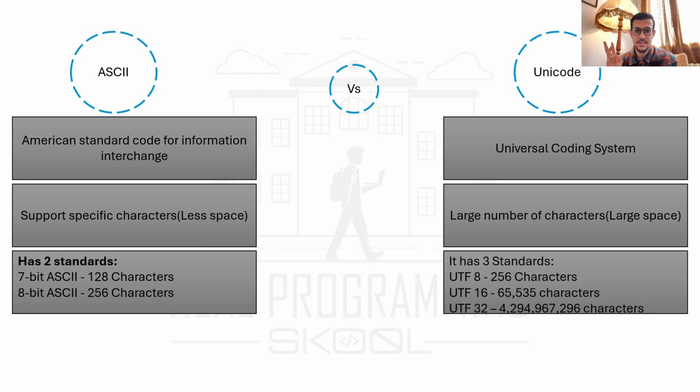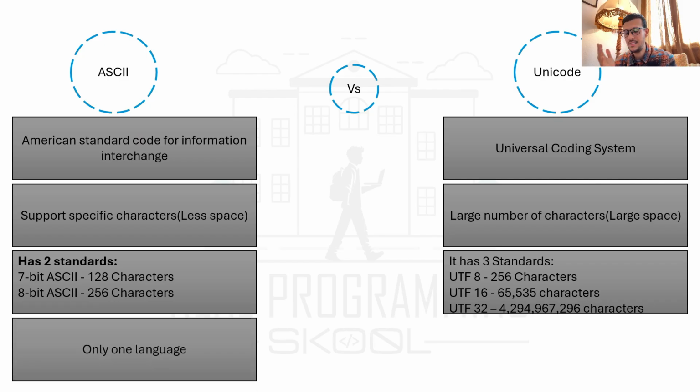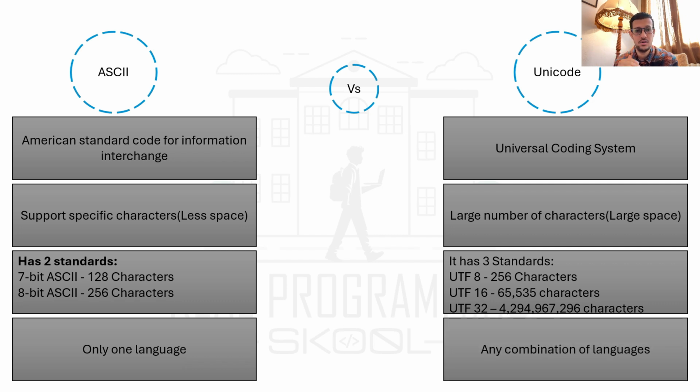Unicode has three standards: UTF-8, 256 characters, UTF-16, 65,535 characters, UTF-32, 4 billion and something characters. Enough for billions of characters, it's a lot. The ASCII table is for only one language, while Unicode covers any combination of languages.